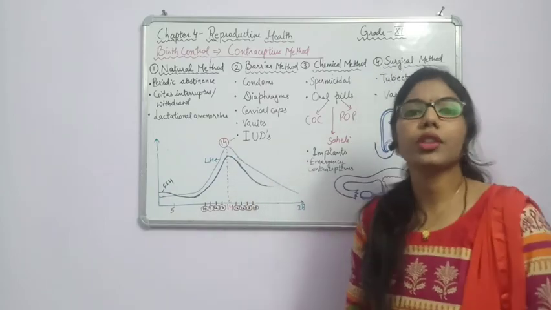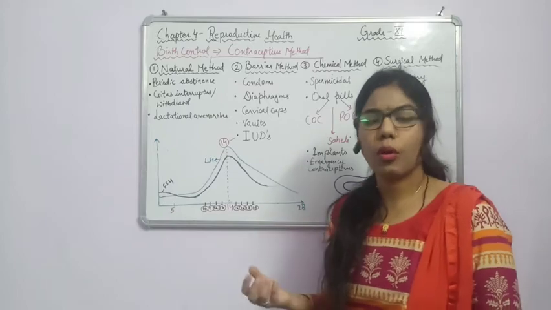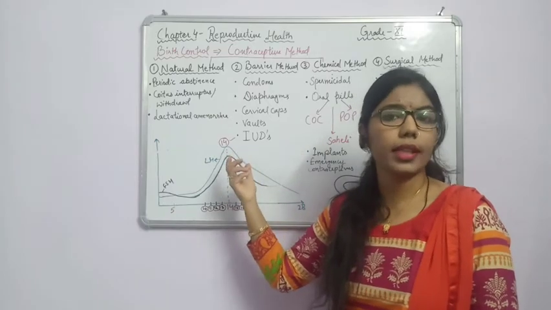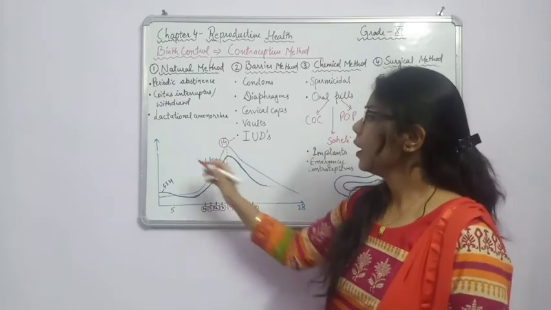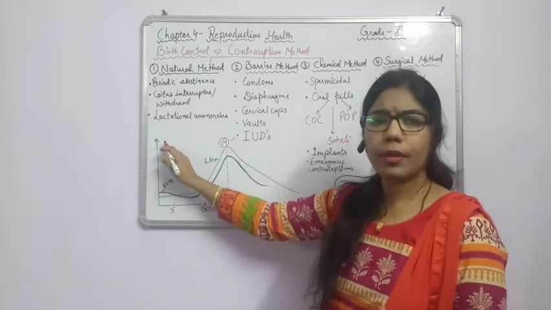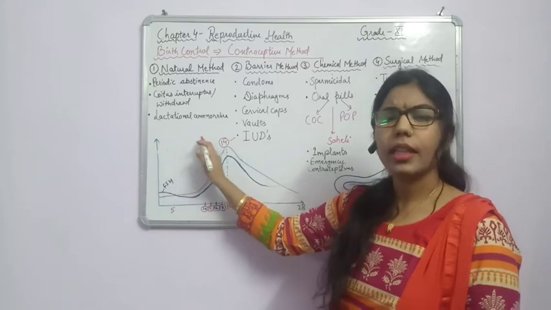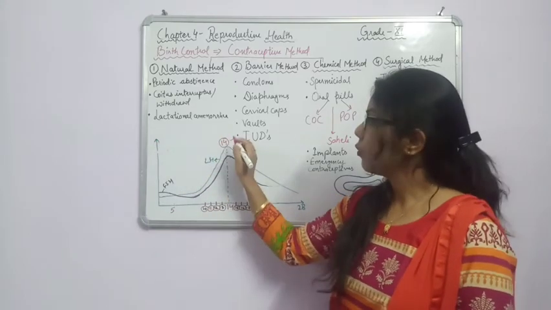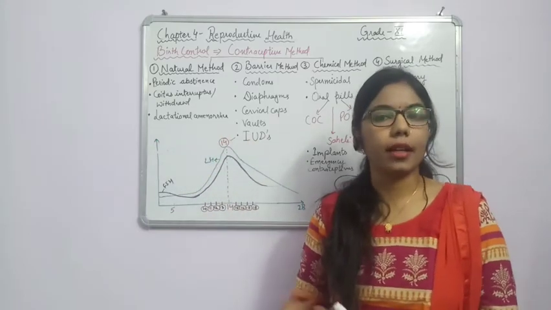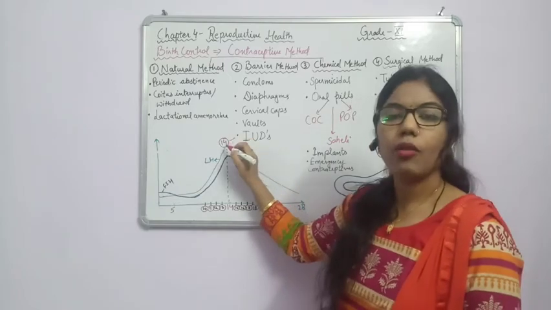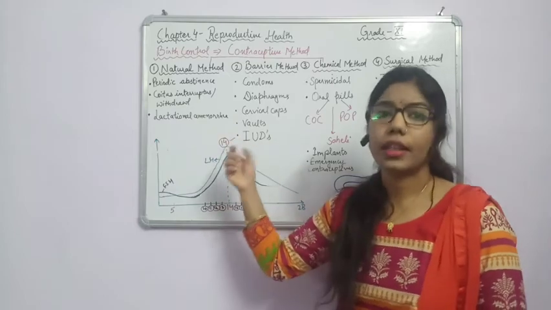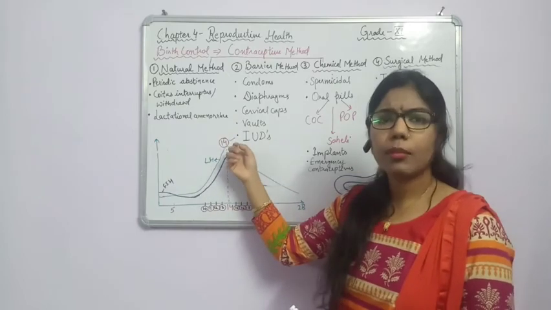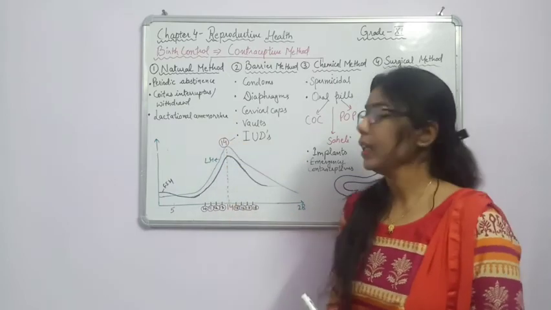What is the meaning of ovulation? Rupture of the Graafian follicle and release of the ovum from the secondary oocyte. So here the primary follicle, then secondary, then tertiary, then formation of the Graafian follicle. On the 14th day, the Graafian follicle will get ruptured and the ovum gets released. So we can say this period is very fertile for the woman. Why? Because there will be more chances of getting pregnant.